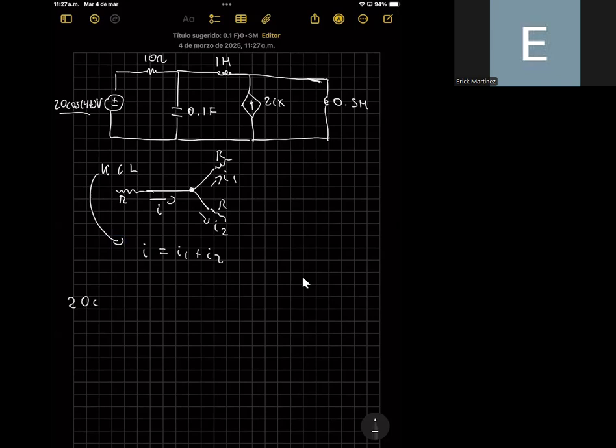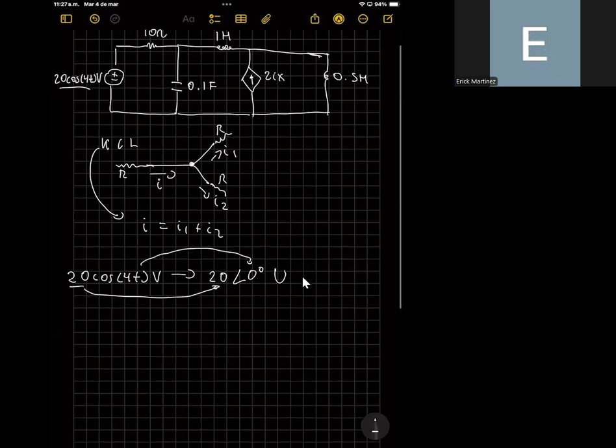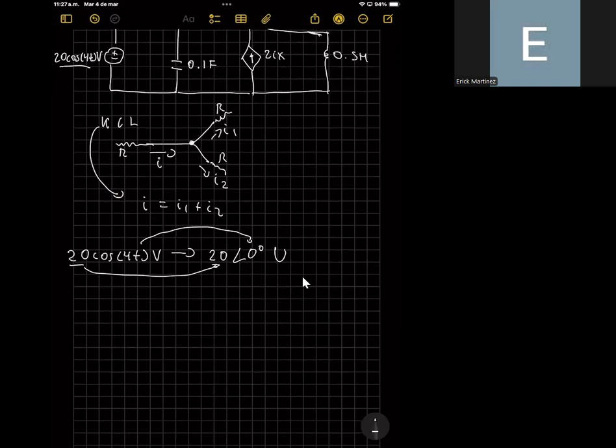Here we have 20 times the cosine of 4 times t volts. To convert to the phasor representation, we need to take the amplitude, that is 20, and also the phase angle, but here the phase angle is equal to 0 degrees. So basically we are converting this sinusoidal into a phasor, that is basically taking the amplitude of the sinusoidal as the magnitude of a complex polar number, and the phase angle will be the angle of that polar number. This is the way in which you can represent a polar complex number.